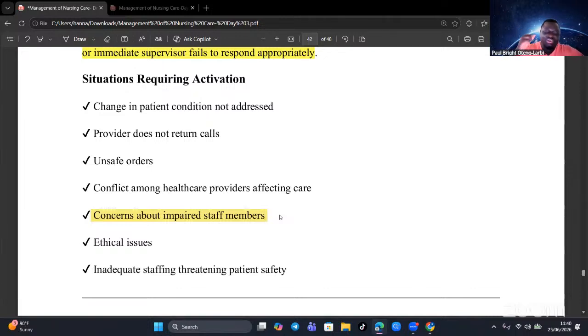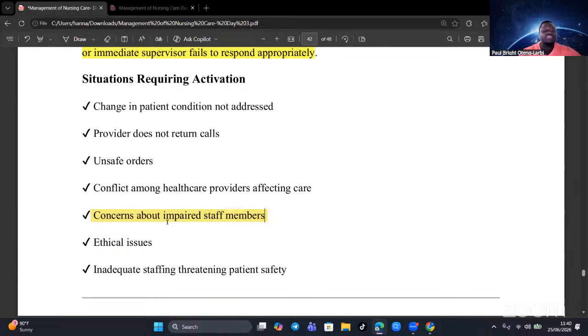We have 70 or 50 residents on the floor, 3 carers. We are taking care of all these people. This person is having what? Issues, back pain, back pain, back pain. Because of that, the work is not moving fast. Okay. There is a concern about staff impairment. So is it good for you to report the staff to the nurse manager or what?